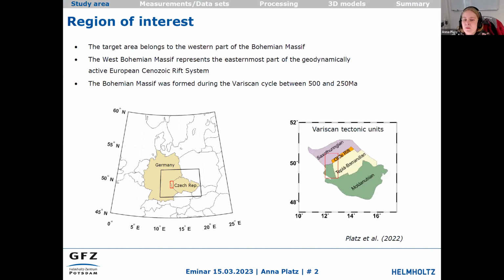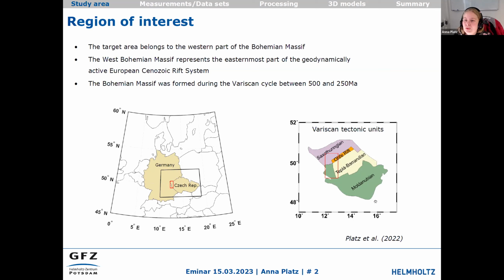Our target area was West Bohemia and also partly the Upper Palatinate. Both regions are located at the border between the Czech Republic and Germany in Europe. West Bohemia is part of the West Bohemian Massif, and this Bohemian Massif developed between 500 to 250 million years ago.